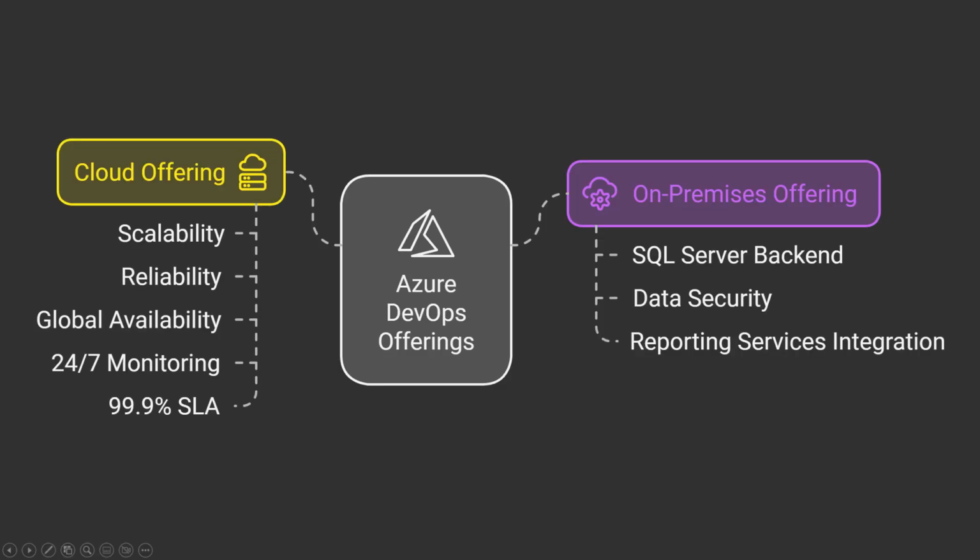So the cloud offers scalability, reliability, global availability, 24/7 monitoring, and a 99 point SLA as well. On-premises means we handle everything ourselves. At that time we can take a backup of any database, SQL Server being one example. Data security we can also handle, because the data is only at our end. Reporting service integration, such things we can do as well.